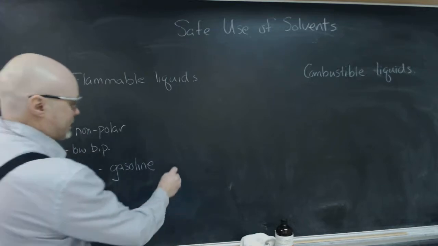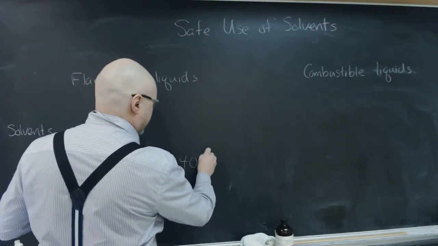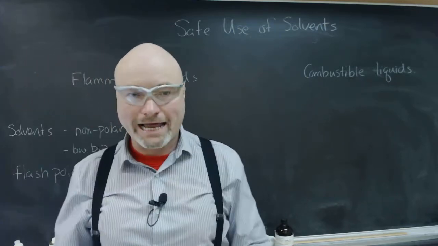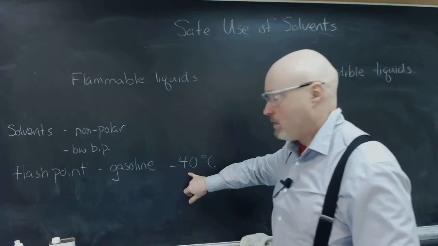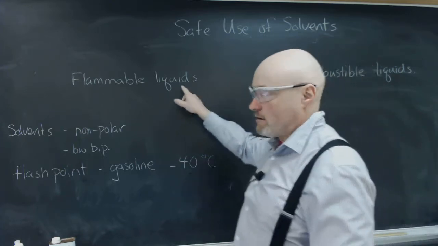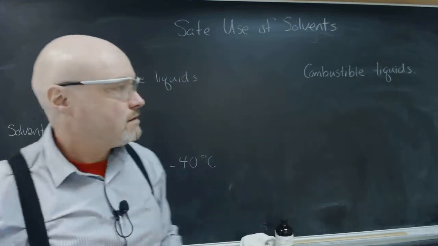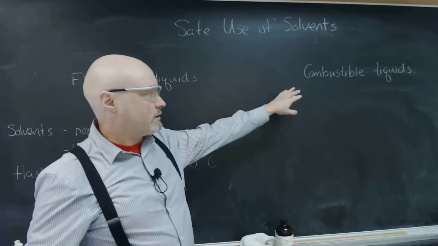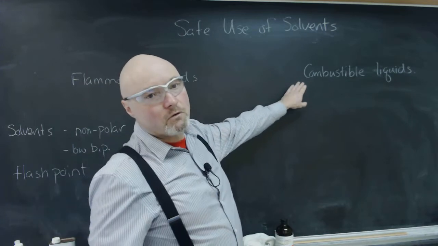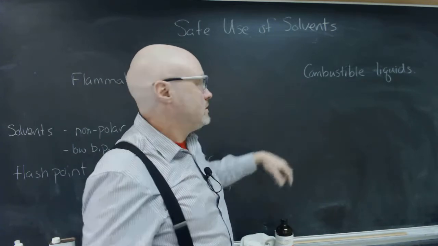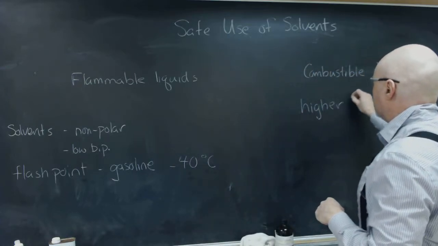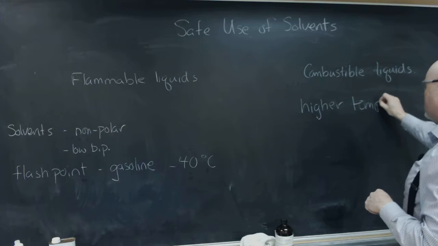Flash point of gasoline is actually minus 40 degrees Celsius. And so you can actually get enough gasoline vapors in the air that at minus 40 they will ignite. And so these are flammable liquids. The second type are combustible liquids, and so diesel fuel is a good example of a combustible liquid. Requires higher temperatures in order to burn. So this is a higher temperature combustion.